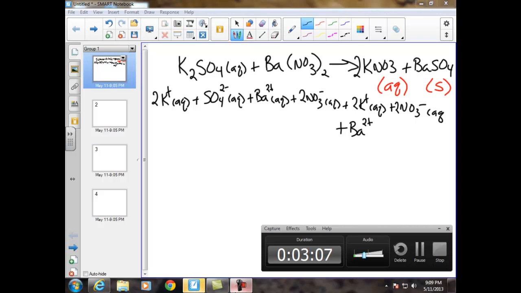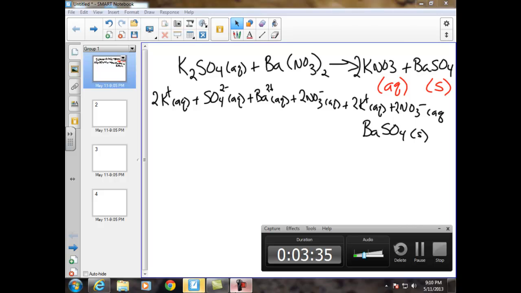Wait, do I write Ba and SO4? Well, it doesn't ionize because it's not soluble. Okay, so since it's not soluble, I don't do that part. It won't ionize. It won't dissociate. It doesn't do anything. So I have to leave it as is. BaSO4 solid. So that's not an ion.